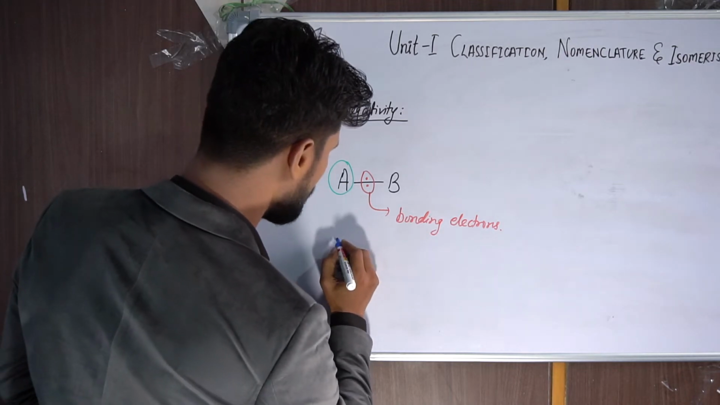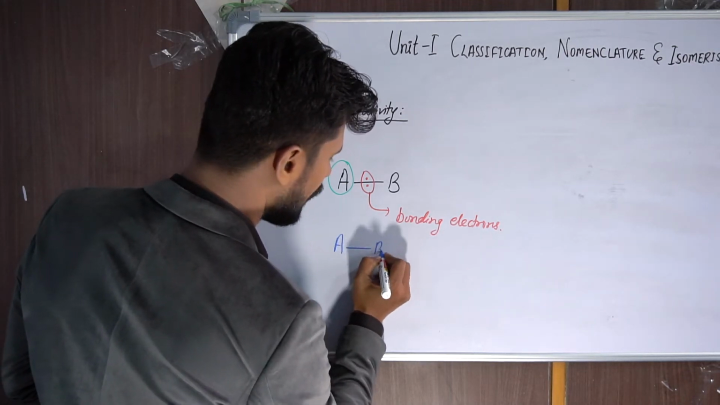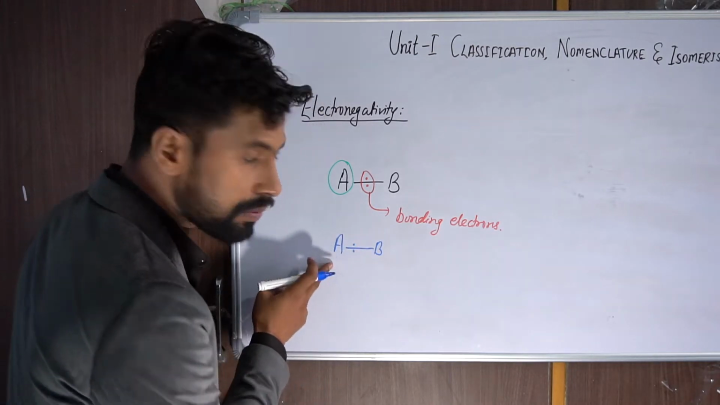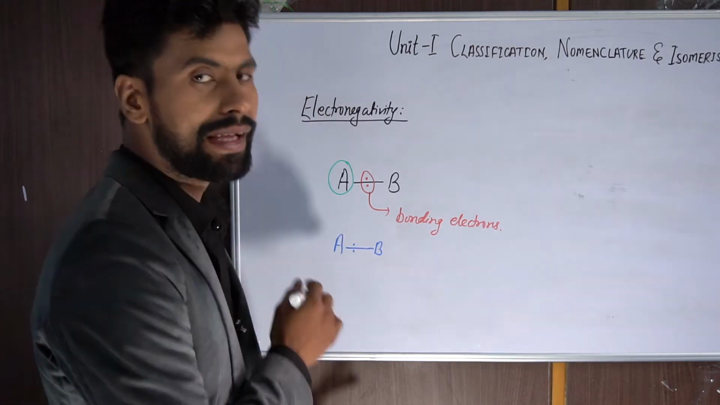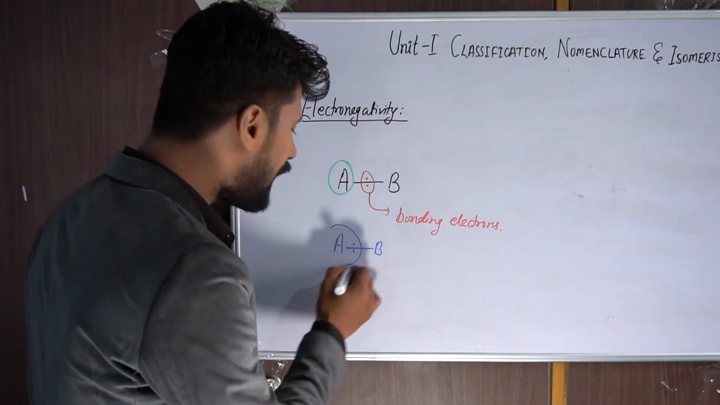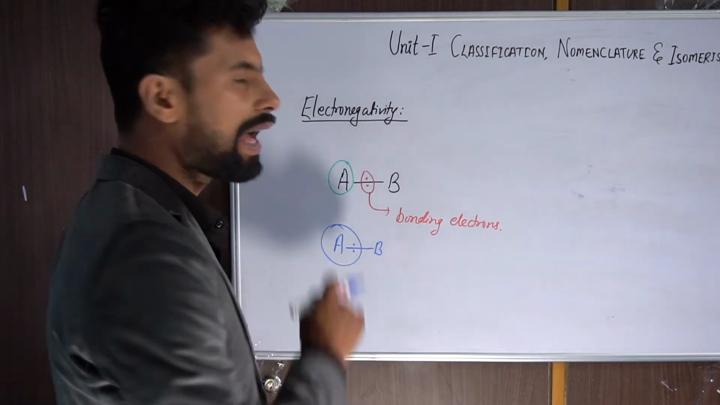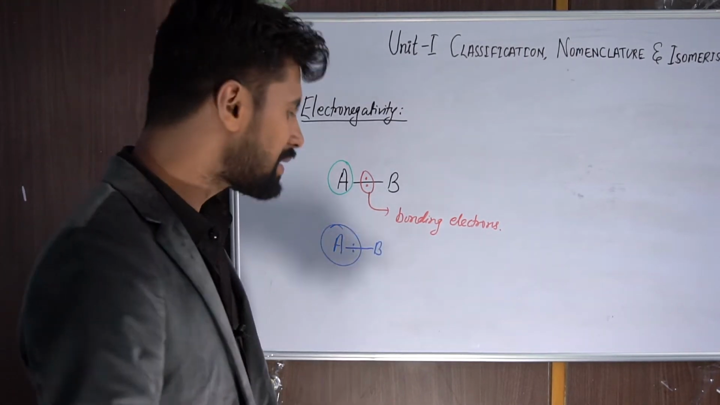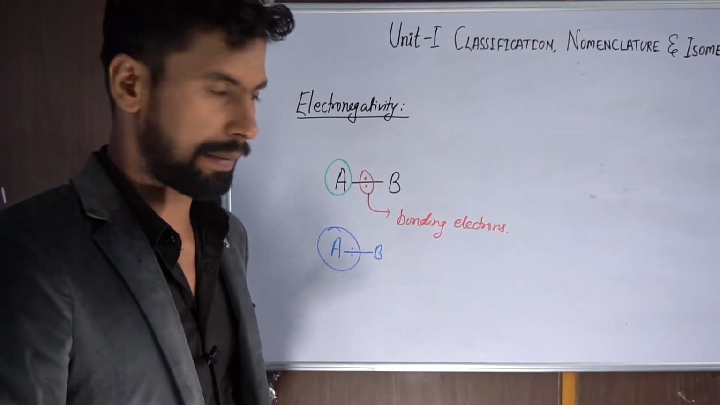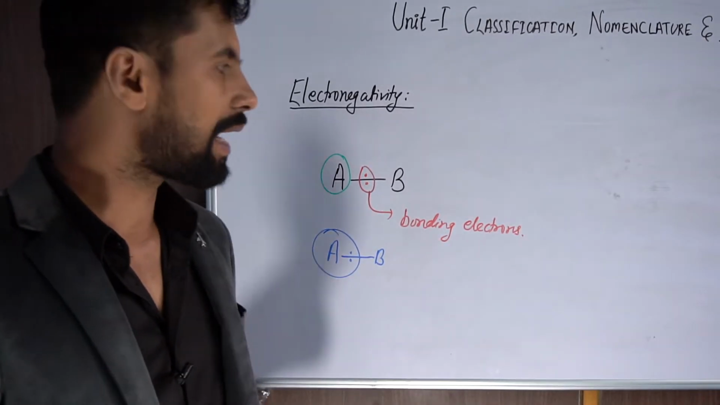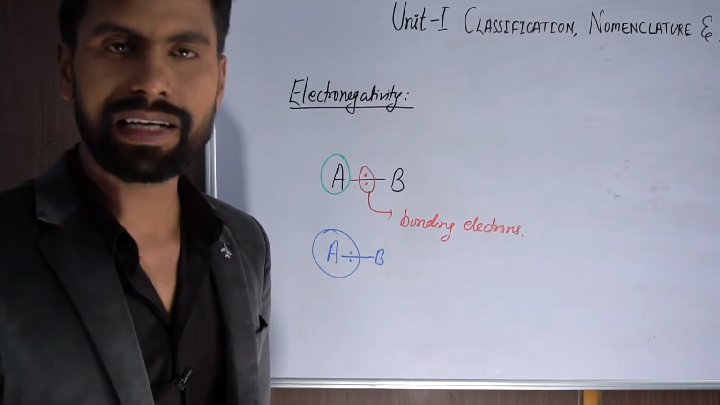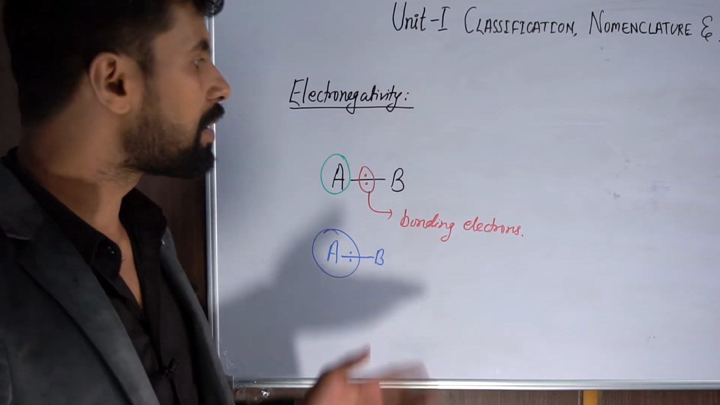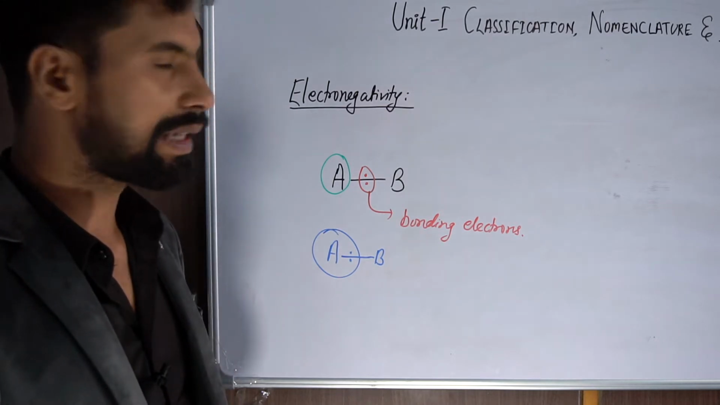Okay, so same thing, I am going to write A and B. Now the bonding electron is shifted slightly towards A, right? It means atom A is more electronegative than atom B. Understood? And atom B is less electronegative than atom A. So in our periodic table, there are certain atoms which are more electronegative and certain atoms which are less electronegative. Okay, so we will see the series of electronegative atoms.